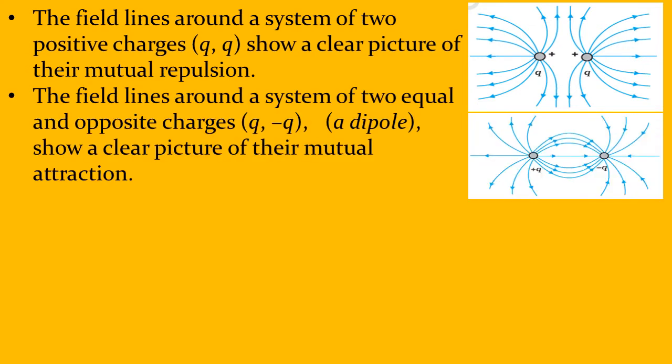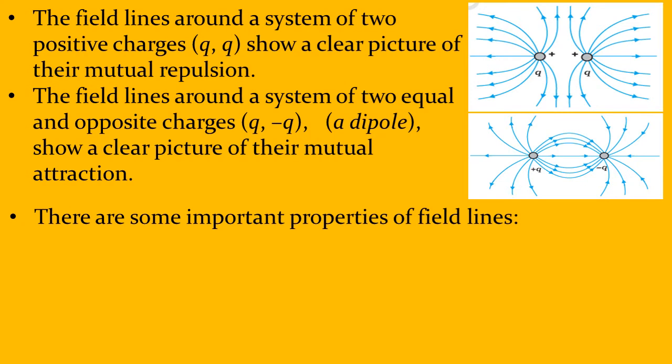The field lines around a system of two equal and opposite charges. I have plus Q here and minus Q here. This is also called a dipole. This shows a picture of clear mutual attraction. See, the lines are going from plus Q to minus Q, plus Q to minus Q. Even this line goes far away and then ultimately comes to minus Q.